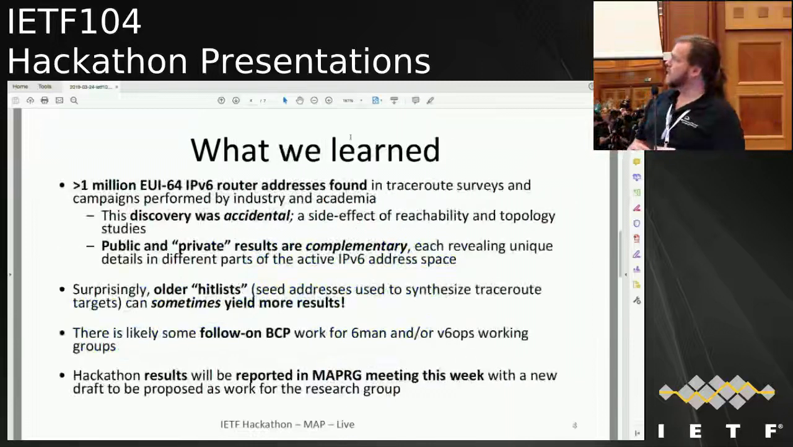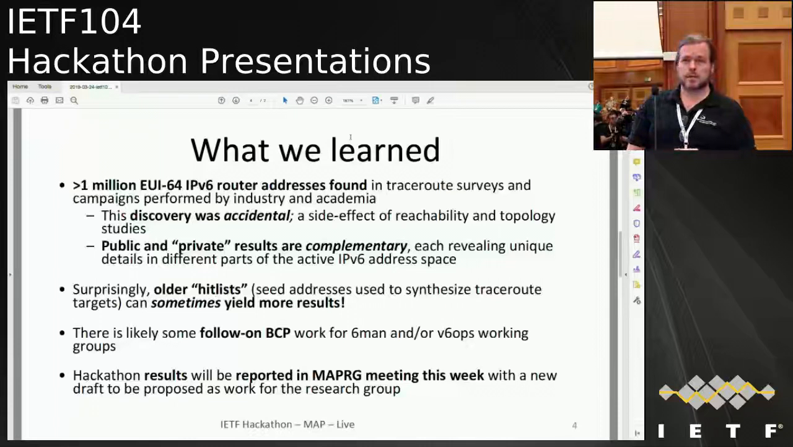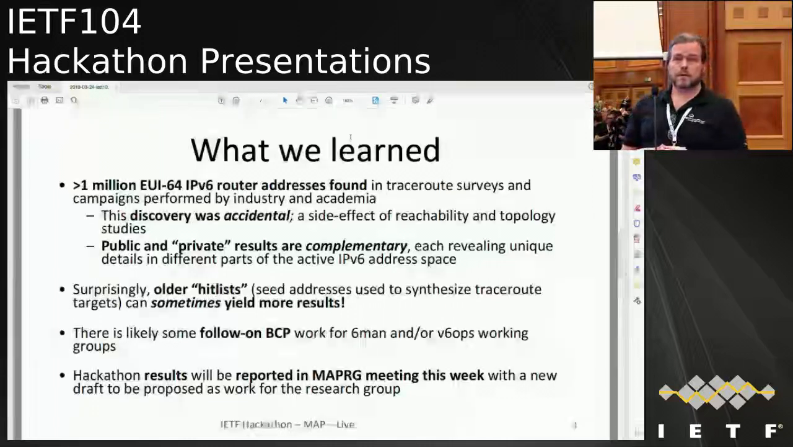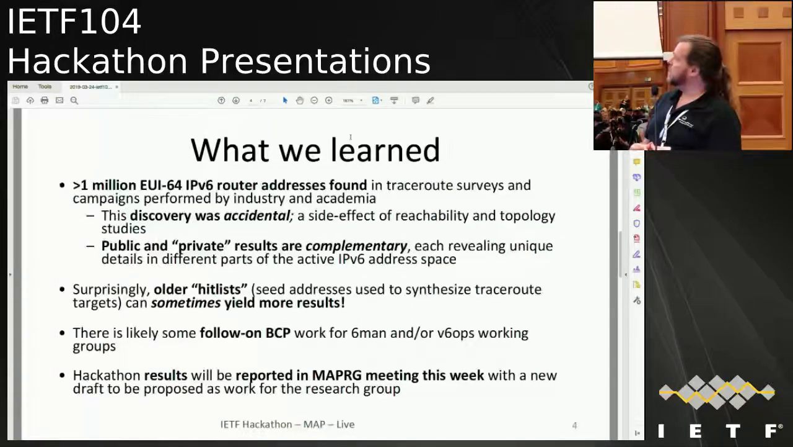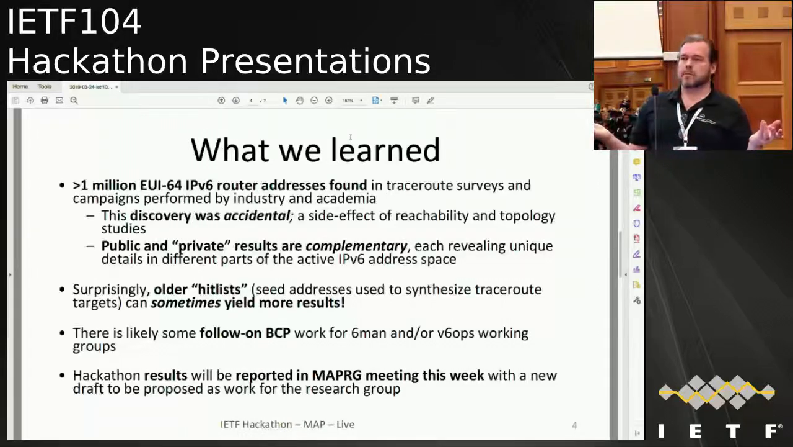We learned that as of this year, it's easy to collect more than 1.2 million IPv6 router addresses that have EUI-64, meaning we know who manufactured them and we have their MAC addresses. This was discovered accidentally in topology and reachability studies, both done in academia and in industry. The interesting part is the public and private results don't overlap each other. They're complementary, so that's good and justified the use of the time here at the hackathon to compare these results.